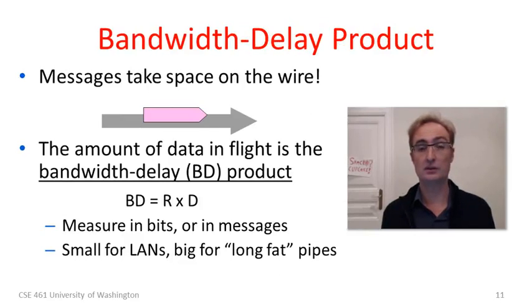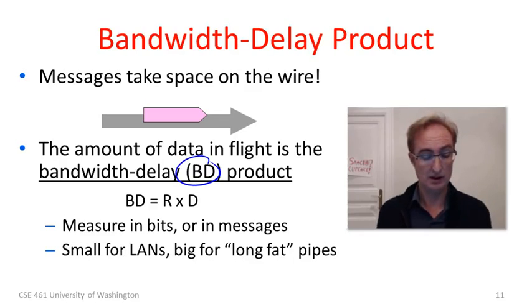We can also use our simple message model for other applications. Here's another one, the bandwidth delay product. Now, it's interesting to observe that messages actually take up space on the wire. Since when you transmit the signal, it's not delivered instantaneously, some portion of the message is actually stored inside the network. The bandwidth delay product, written here as BD, is the measure of the amount of data that's in flight and hence stored inside the network. The bandwidth delay product is simply, literally, the bandwidth times the delay. It's the product. You can measure it in bits or in messages.